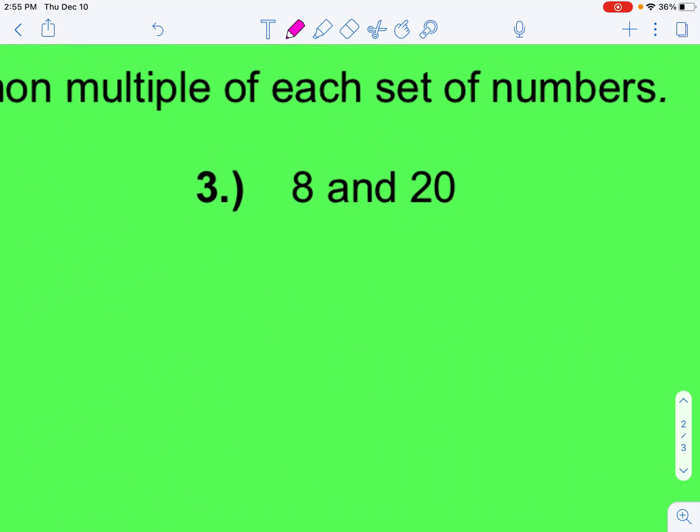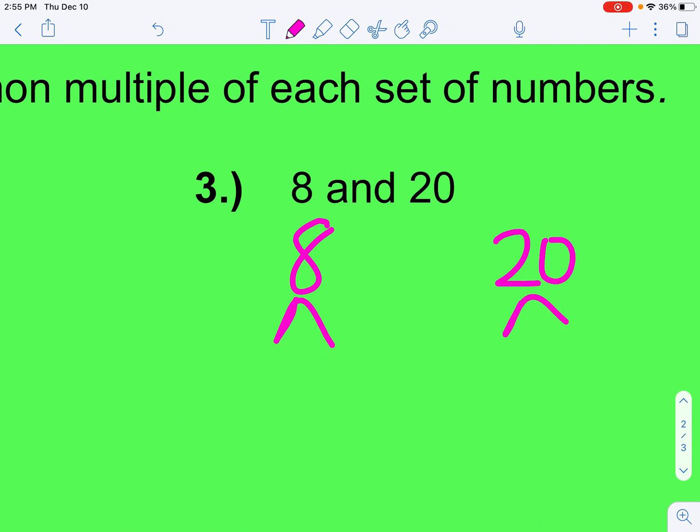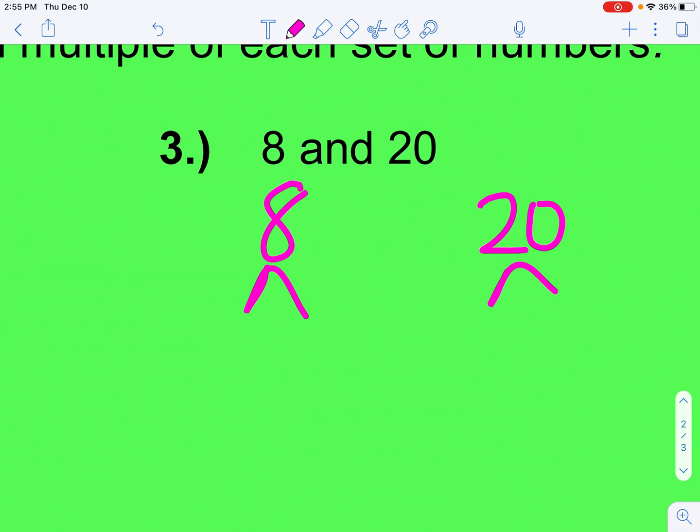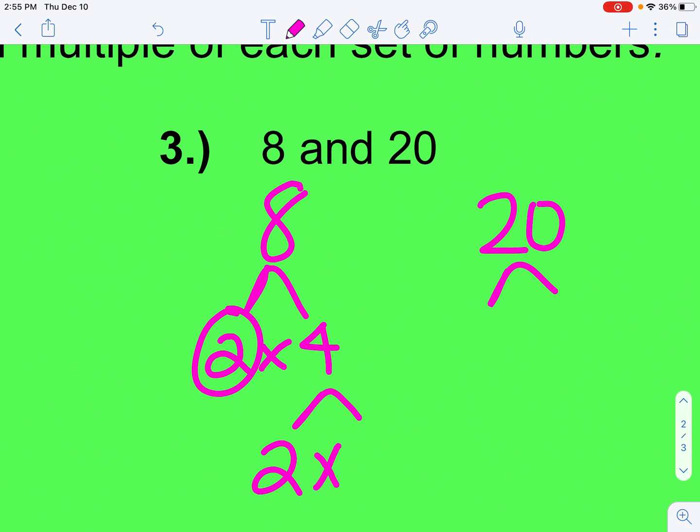Alright, and our last one. We have 8 and 20. Our first step is to find our prime factorization. What two numbers multiplied together give us 8? Well, 2 times 4 gives us 8. 2 times 2 gives us 4. Now we're done.